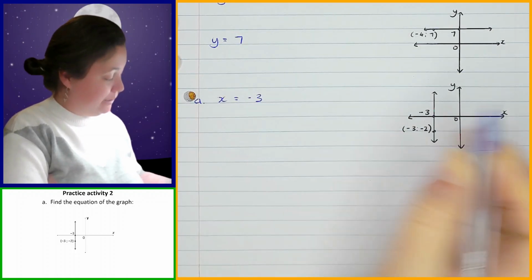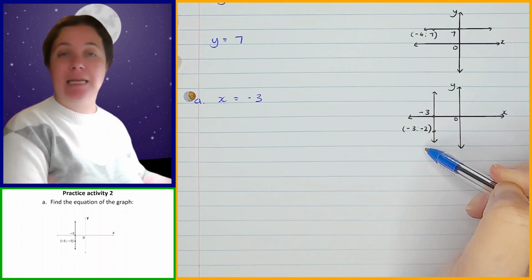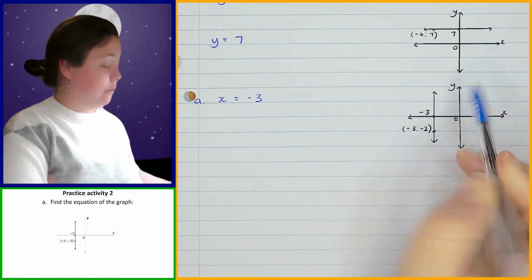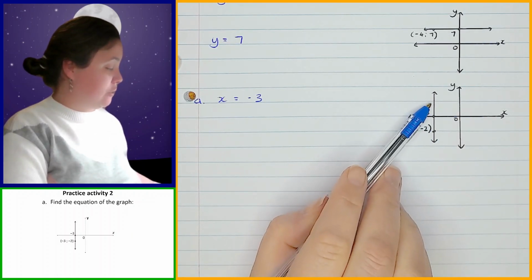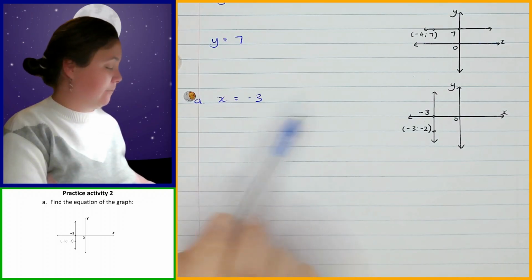Because it's a straight line, if there are 2 points with the same x value, it means that everywhere on that line, the x value is going to be that same value. So everywhere on this line, x is going to be equal to -3. So our equation is x equals -3.